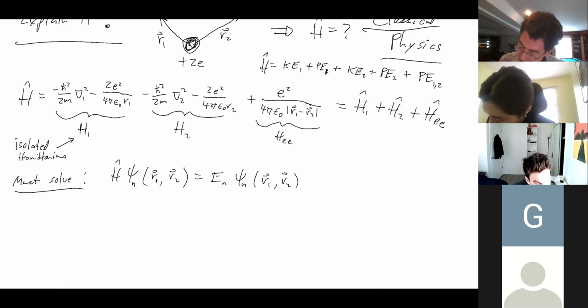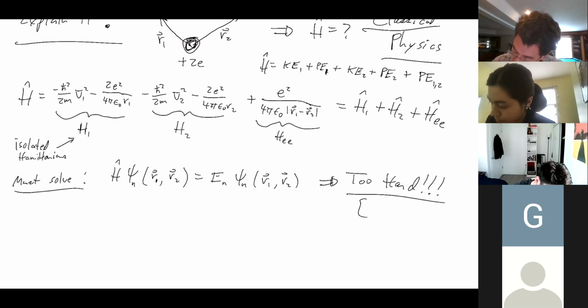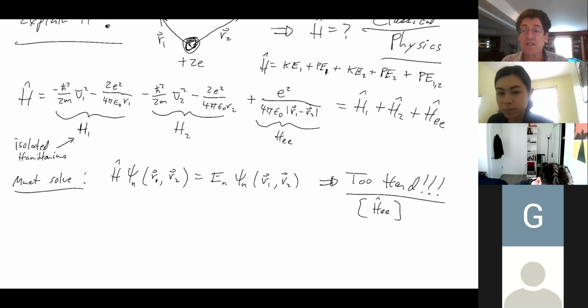But you look at this Hamiltonian and you very quickly realize that this is way too hard. What makes it too hard is this thing, the EE, the interaction term. It makes this problem way too hard. So you're an experimentalist and you want to write a paper and you have to explain your theory. You look at this and say, wow, that interaction term is way too hard. I'm not smart enough to deal with that. So what do you do?